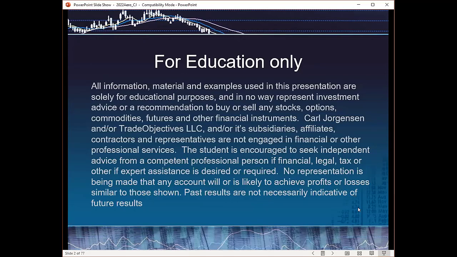Carl Jorgensen and our trade objectives and our subsidiaries or affiliates or representatives are not engaged in financial or other professional services. The student is encouraged to seek independent advice from a competent professional in the financial, legal, tax, or other expert area as assistance is desired or required. No representation is being made that any account will or is likely to achieve profits or losses similar to those shown. Past results are not necessarily indicative of future results.